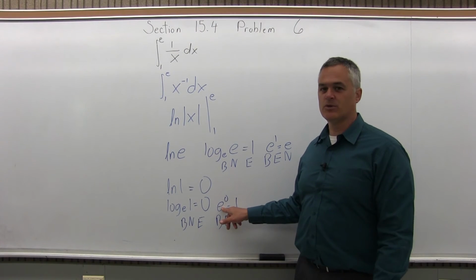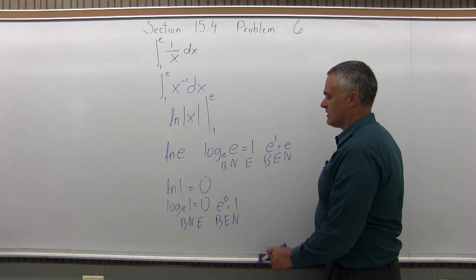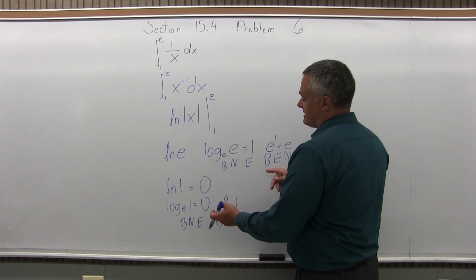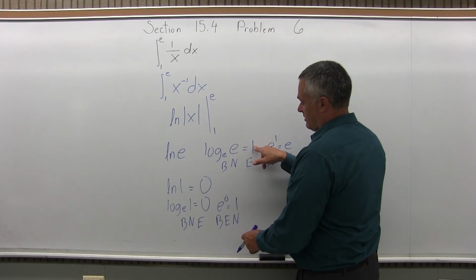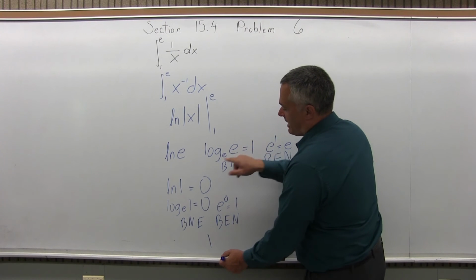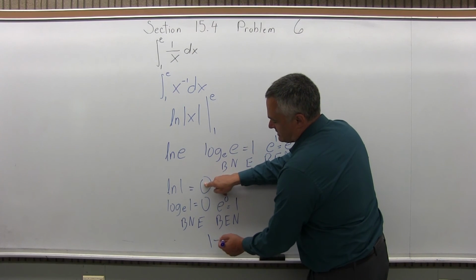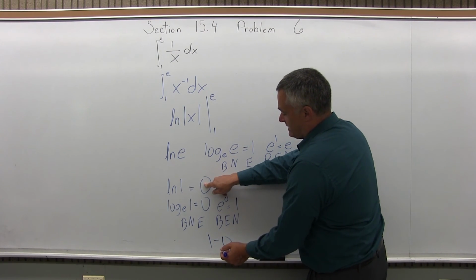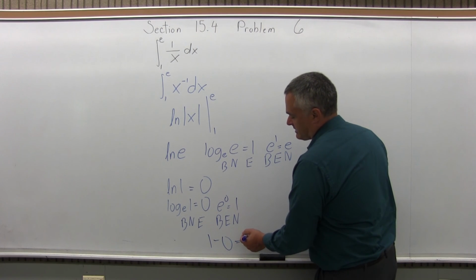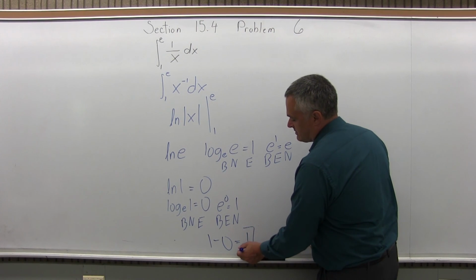Remember, e is just that number, 2.7 something something. So the final step, we subtract the answer from step 2, which was a 1, minus the answer from step 3, which is a 0. So this part's really easy. 1 minus 0 is 1.